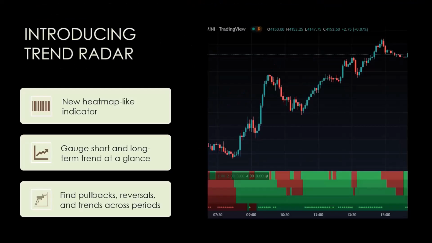So Trend Radar is a new indicator with heat map-like visuals, as you can see over here, that try to give you a kind of bird's eye view of the current trend and make this process a lot easier. It's set to help you gauge both short and long-term trend at a glance, and makes it simple to identify pullbacks and trend moves across different periods.